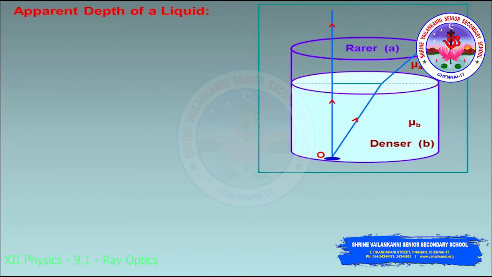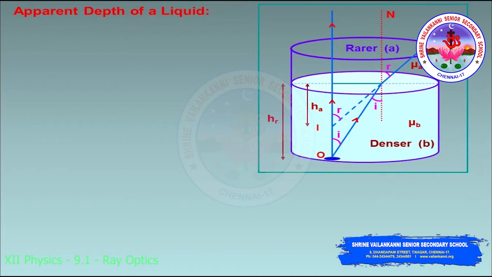So we can say the virtual image of that O clearly shows the apparent depth, right? The apparent depth, which we can mark as HA, is smaller than the real depth, which is HR, right? That's why we can say a water tank appears shallower, or an object which is placed at the bottom appears to be raised.